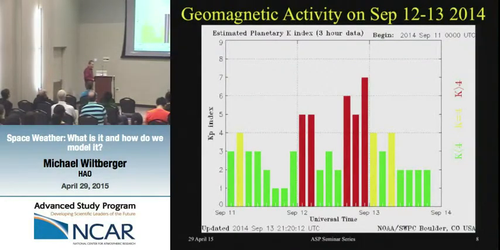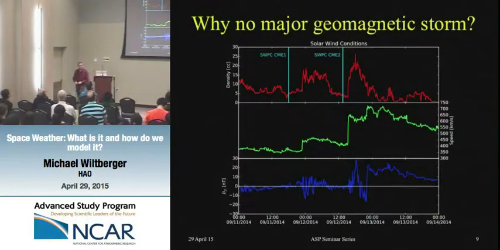And so the real question is, why did the predictions that made it into the media, that a big geomagnetic storm was going to happen and everybody should freak out, not come into play? Well, it turns out that this model with the arrival time forecast from the Space Weather Prediction Center actually did a pretty good job. These cyan lines on this plot are the predicted arrival times of the first coronal mass ejection and the second coronal mass ejection.